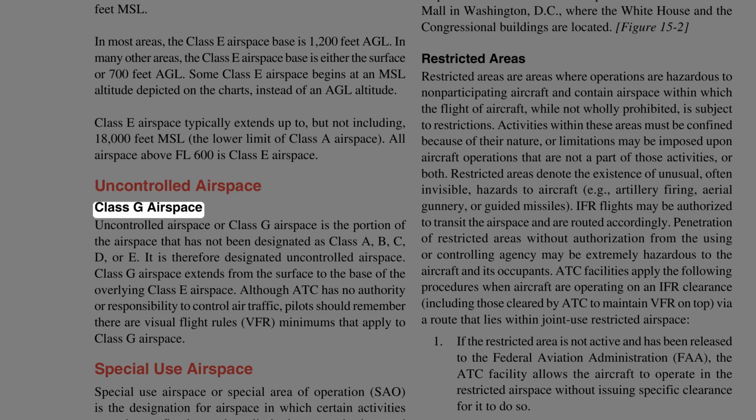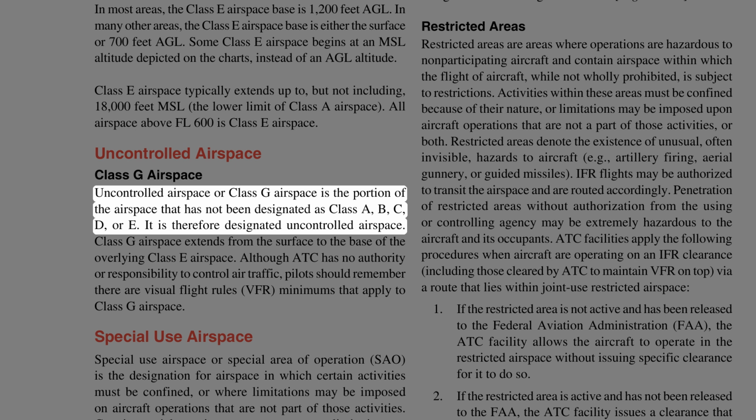Uncontrolled airspace. Class G airspace. Uncontrolled airspace, or Class G airspace, is the portion of the airspace that has not been designated as Class A, B, C, D, or E. It is therefore designated uncontrolled airspace.